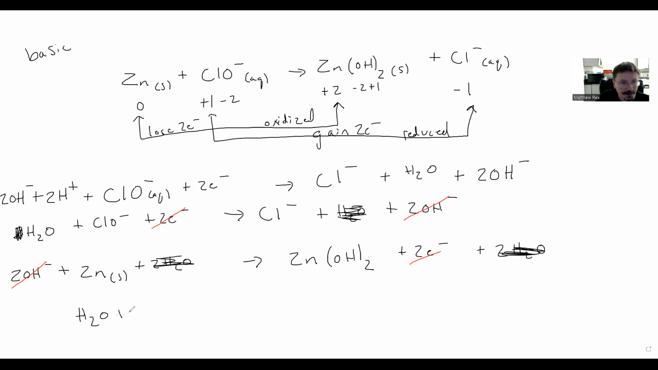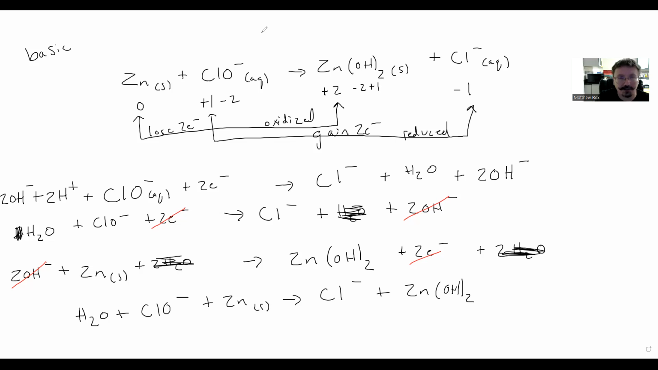So I've got H2O plus ClO minus plus zinc goes to give me Cl minus plus zinc hydroxide. 1 chlorine on each side, 1 zinc on each side, 2 oxygens on each side, 2 hydrogens on each side. Yep, that's our final balanced redox reaction for this in a basic solution.